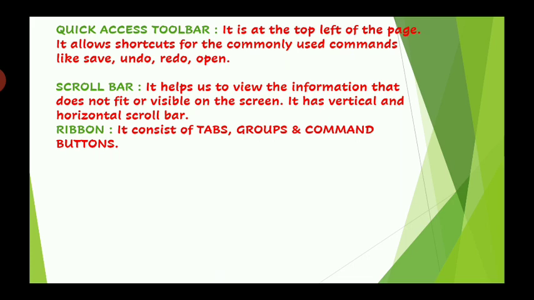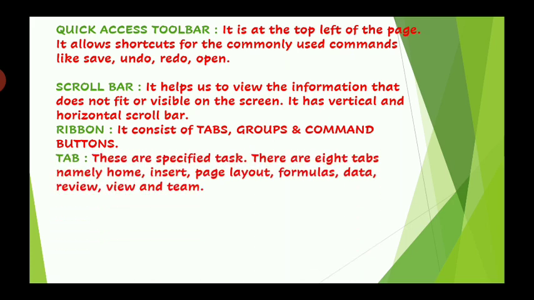Next is ribbon. Ribbon consists of three parts, that is tabs, groups, and command buttons. Tabs are specified tasks. There are 8 tabs, namely home, insert, page layout, formulas, data, review, view, and theme. You will generally find these tab buttons in PowerPoint, in MS Word, and now in MS Excel also. There are 8 tab buttons.